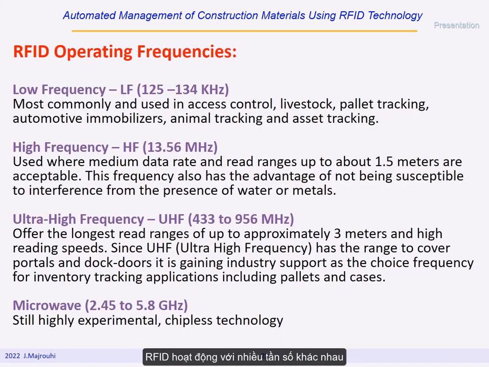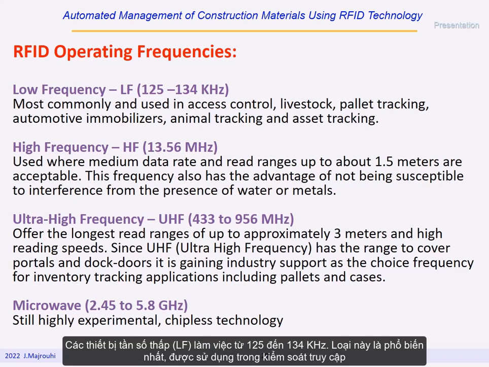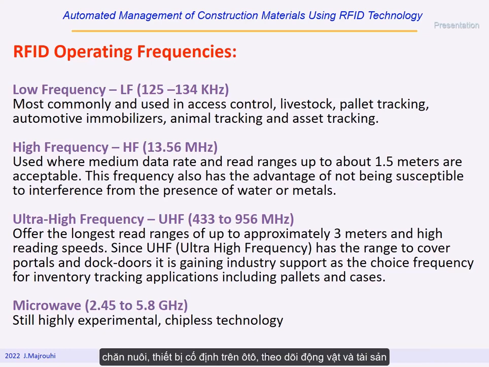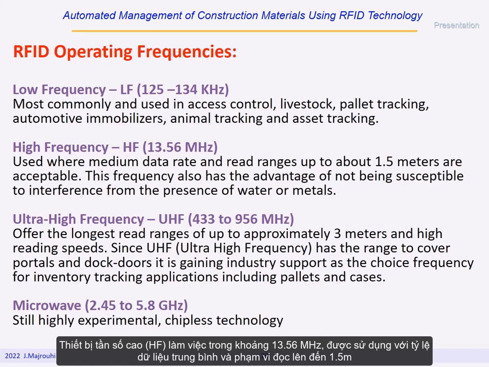RFIDs work under different frequencies. Low frequency ones work between 125 to 134 kHz and are most commonly used in access control, livestock, pallet tracking, automotive immobilizers, animal tracking, and asset tracking. High frequencies work at 13.56 MHz, used where medium data rate and read range up to about 150 meters are acceptable. This frequency also has the advantage of not being susceptible to interference from the presence of water or metals.